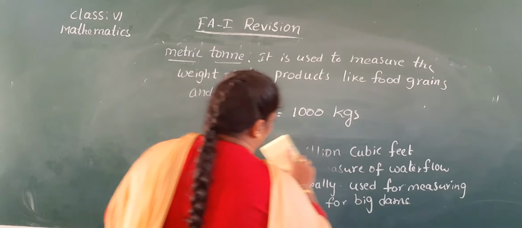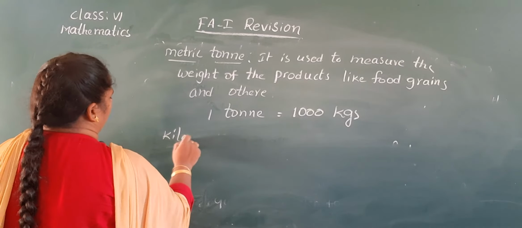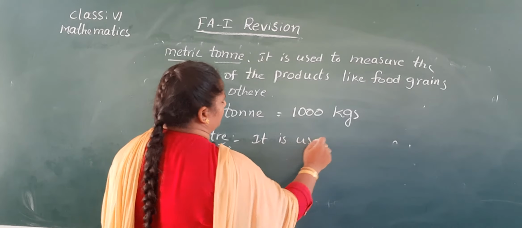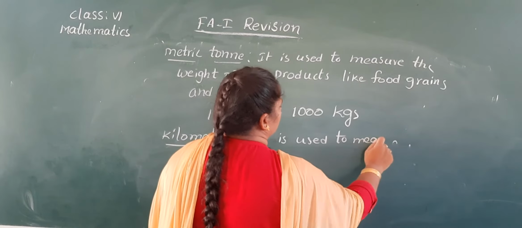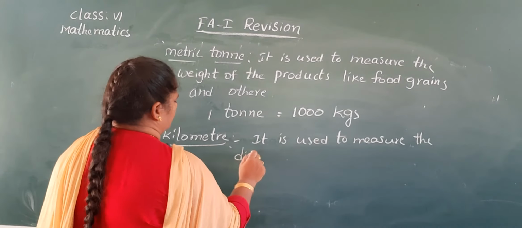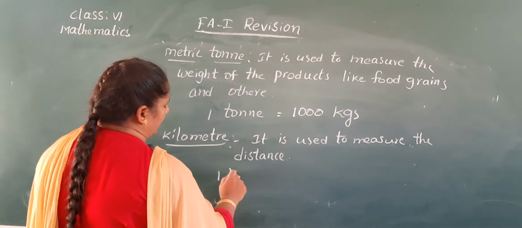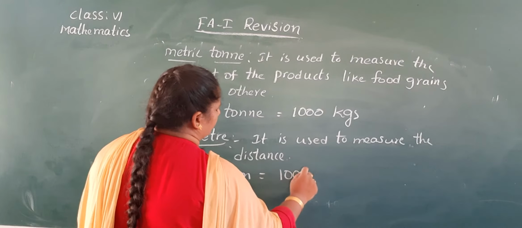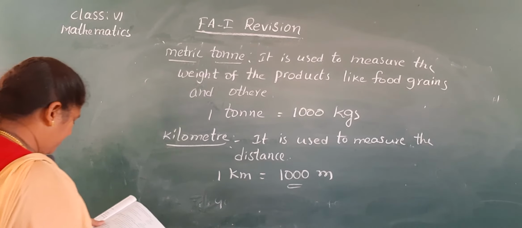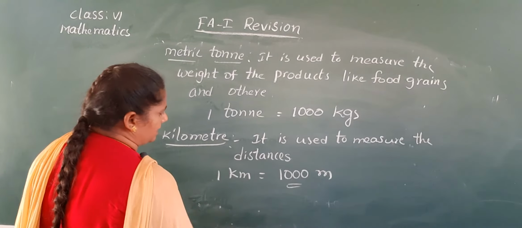Yes, kilometer. So kilometer is used to measure the distances. Kilometer is used to measure the distance. And 1 kilometer equal to how many meters? 1000 meters. 1 kilometer equal to 1000 meters. Okay.